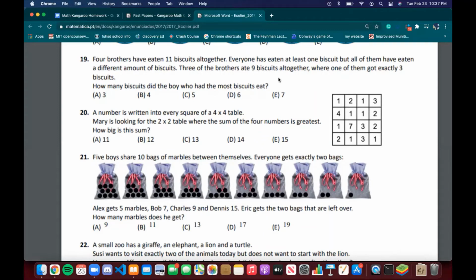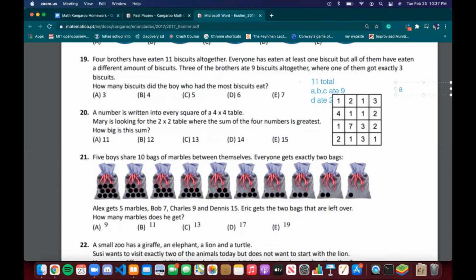Alright, so they have eaten 11 total, and 3 of them ate 9, and then 1 ate 3. So we have 11 total. The first 3, let's just say A, B, C, ate 9, which means that D must have eaten 2. So if brother D ate 2, that means that A, B, and C could not have eaten 2. So let's move on to figuring out how many A, B, and C ate.